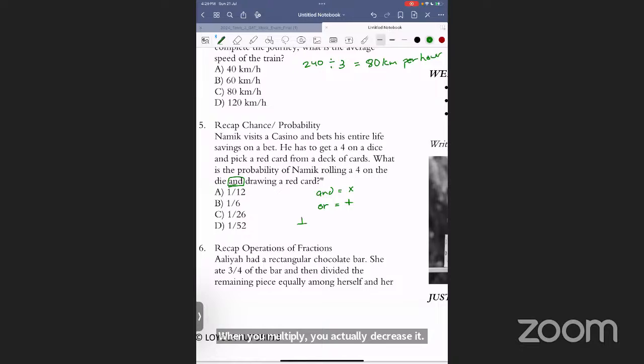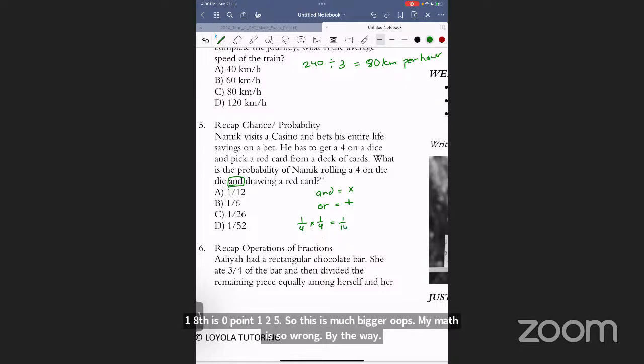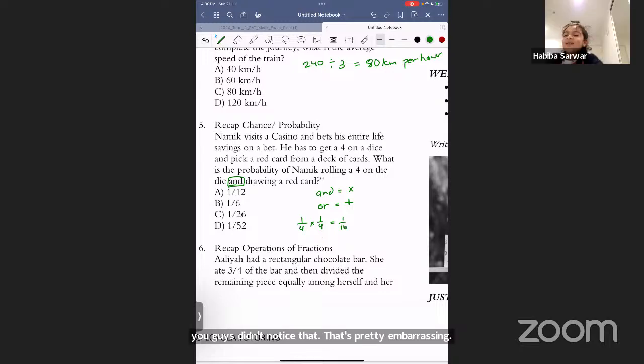If you have 1/4 multiplied by 1/4, it becomes 1/8. And if you know your fractions, 1/4 is 0.25 and 1/8 is 0.125. So this is much bigger. Oh, oops, my math is so wrong, by the way. Hopefully you guys didn't notice that. That's pretty embarrassing. It's 1/16. Oops. I noticed it.